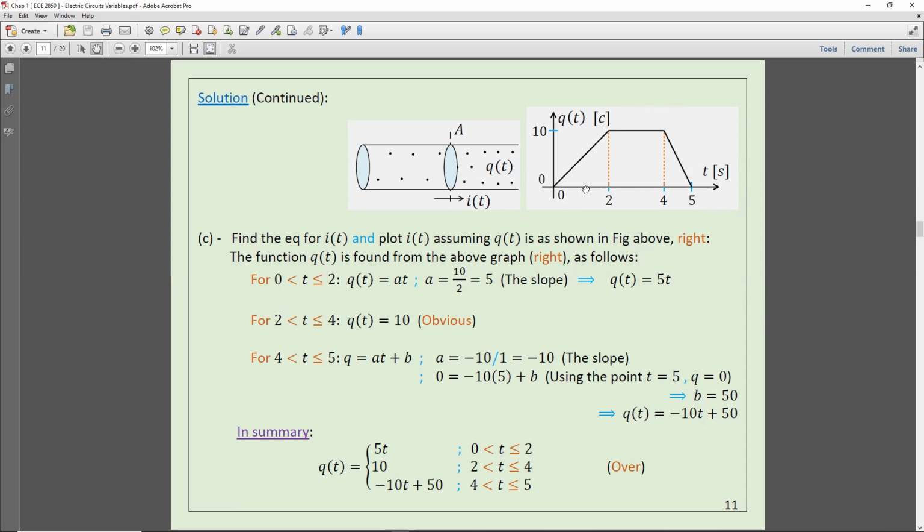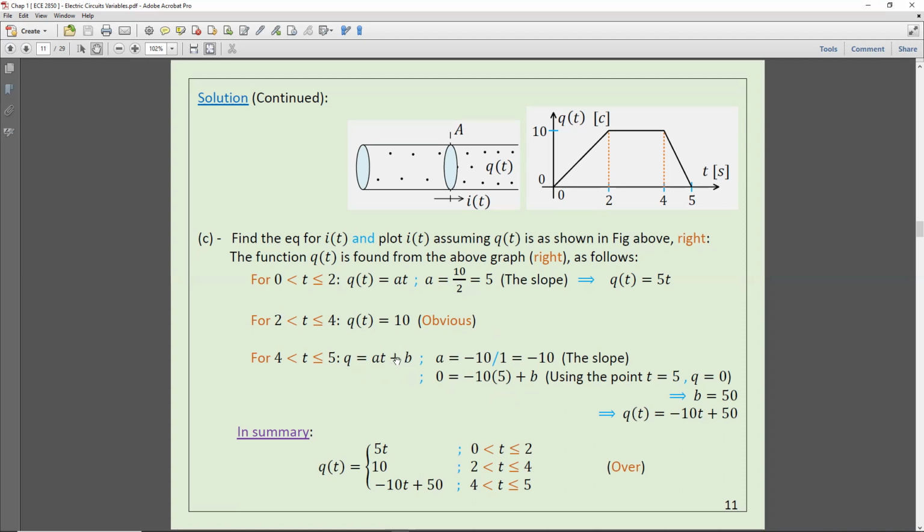There is for sure another way to know. As x increases, y increases. So if I'm here and then I'm here, you can see the increase. That means it's a positive slope. But here, as x increases, y decreases. That's why the slope here is negative. That's how you can calculate the slope. So now the equation is q equals negative 10 t plus b.